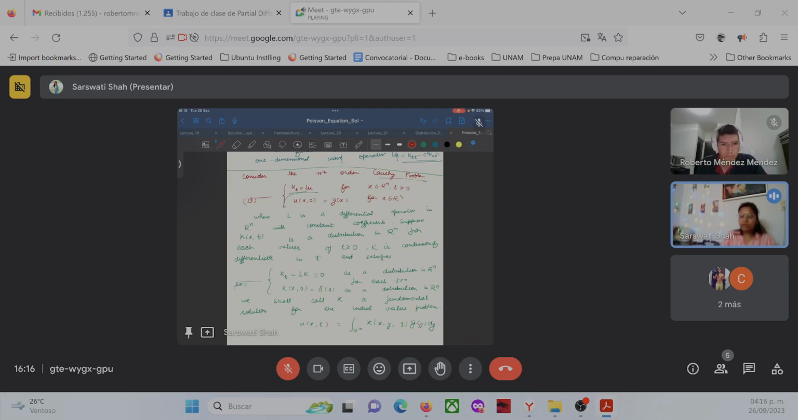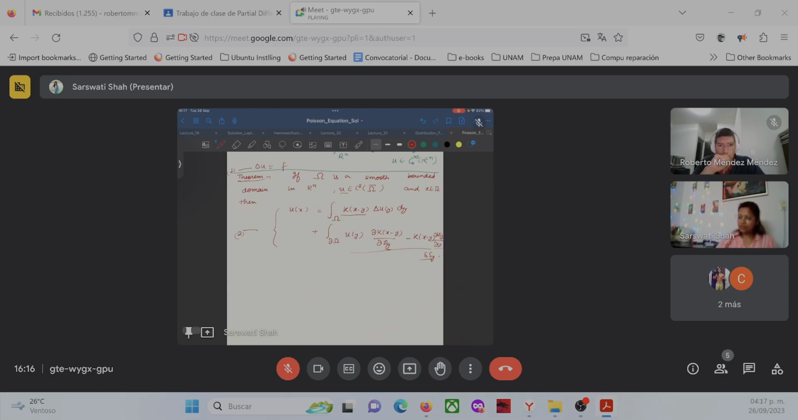If k is a continuously differentiable function in t and k satisfies this, then we shall call k a fundamental solution for the initial value problem defined by this equation. Basically this k forms a kernel. We are going to see how it forms a kernel. Basically we are coming towards the Green's kernel now. From where did we get the idea of the Green's kernel? The idea of the Green's kernel comes from the idea of the fundamental solution of the Poisson equation.